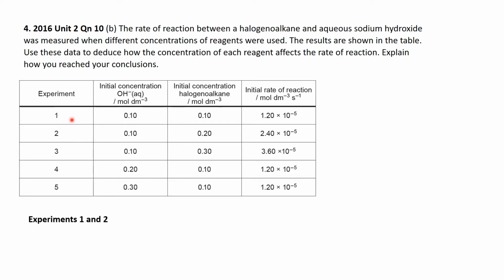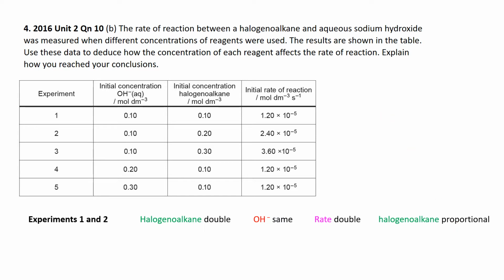What happens in experiments 1 and 2 is the OH stays the same. We double the halogenoalkane, right? And what does that do to the rate? Well, it goes from 1.2 to 2.4, both times 10 to the minus 5. So we doubled the rate. So double halogenoalkane, double the rate. We can say that the halogenoalkane is proportional to the rate.